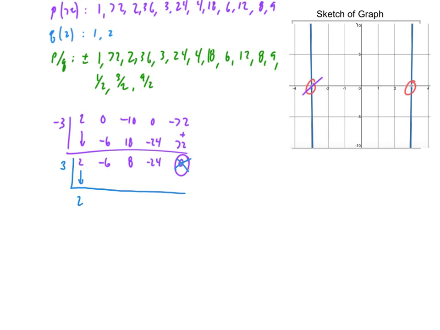So 2 times 3 is 6, which gives me 0, which gives me 0, which gives me 8. 8 times 3 is 24, which gives me that next 0. So check, check. All right, so there's our 3 and our -3 all moved out. And so we put the x's back in: remainder, constant, x squared.